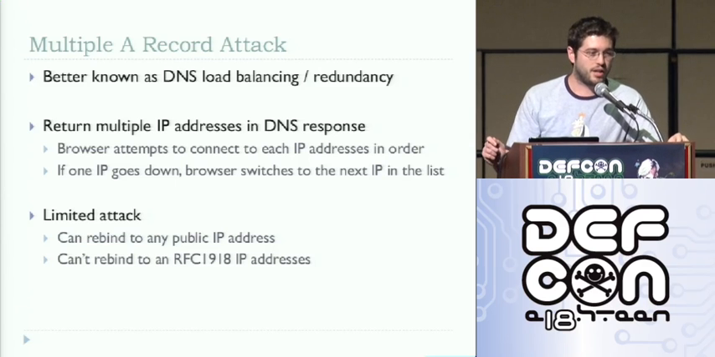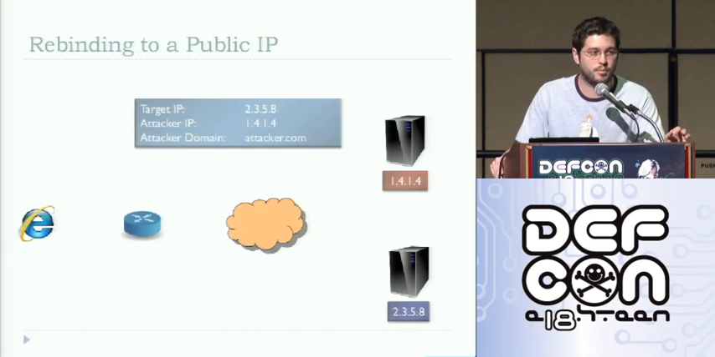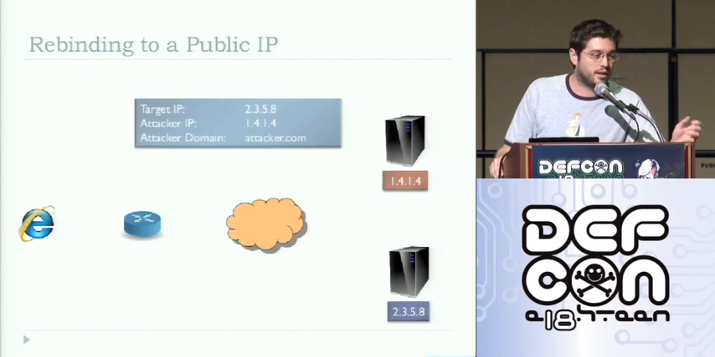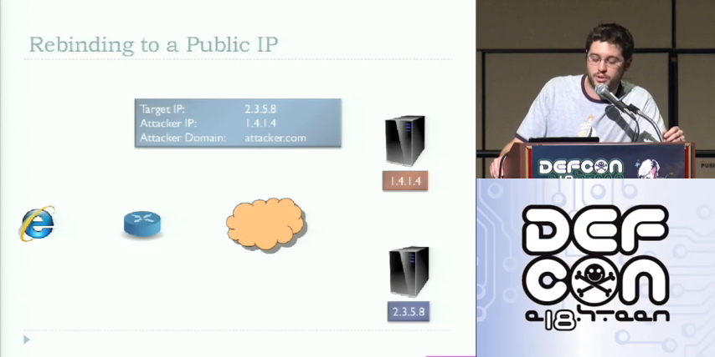But if we try to use this in a rebinding attack, we find that we can't actually use it to rebind to an internal IP address. So let's take a look at rebinding to a public IP first, just to see how this works. All right, we have an attacker who has registered the domain name attacker.com. He legitimately owns that. And he has a server located out on the internet with an IP address of 1.4.1.4.